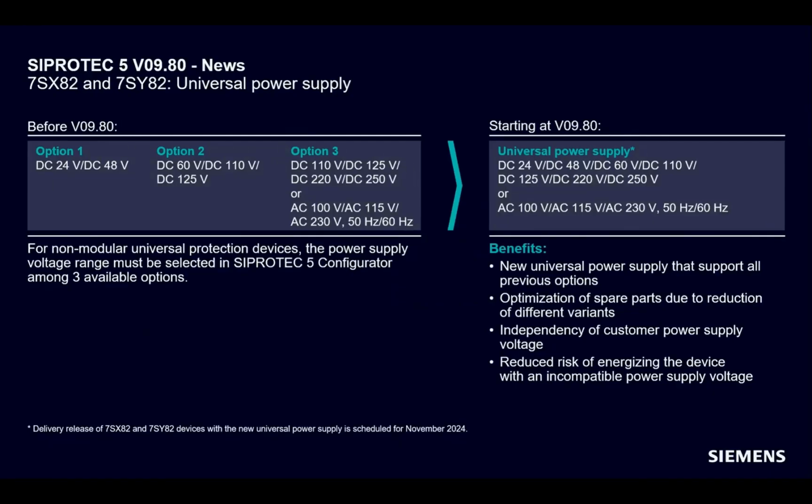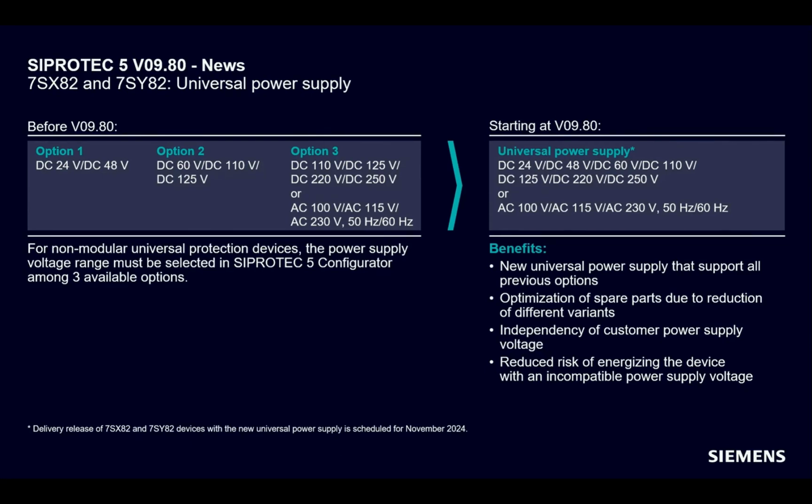New universal power supply for 7SX82 and 7SY82 devices. Before version 9.80, when specifying a non-modular universal protection device, either 7SX82 or 7SY82, it was necessary to choose one of the 3 available power supply options. But now, this device has a universal power supply, which covers the application range of all the previous options.